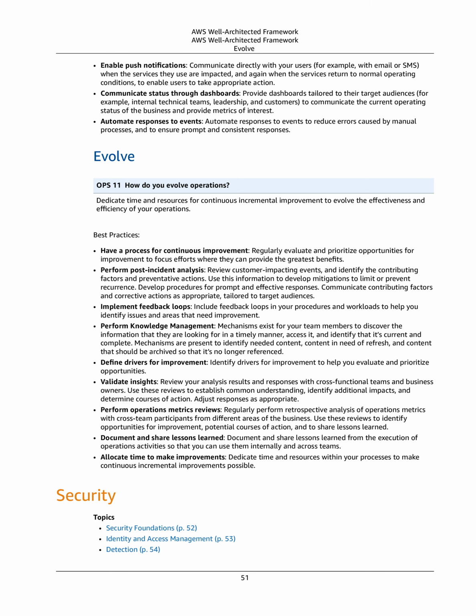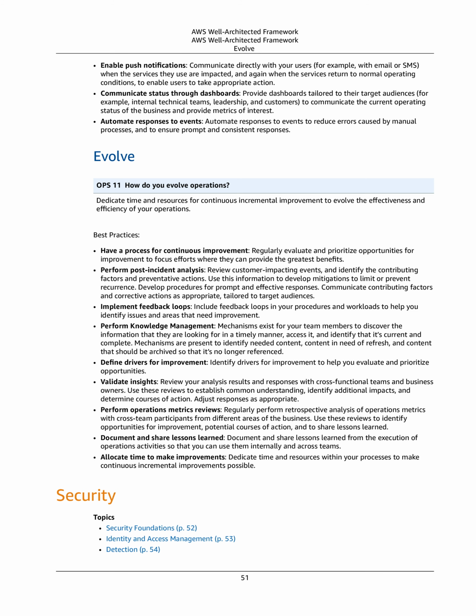Dedicate time and resources for continuous incremental improvement to evolve the effectiveness and efficiency of your operations. Best practices. Have a process for continuous improvement. Regularly evaluate and prioritize opportunities for improvement to focus efforts where they can provide the greatest benefits. Perform post-incident analysis, review customer impacting events, and identify the contributing factors and preventative actions. Use this information to develop mitigations to limit or prevent recurrence.